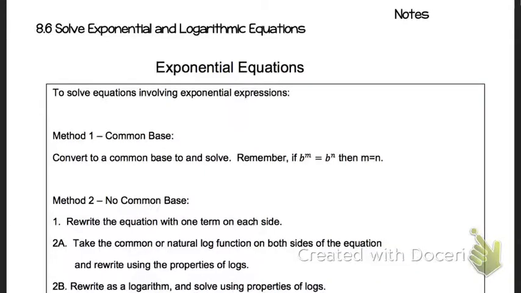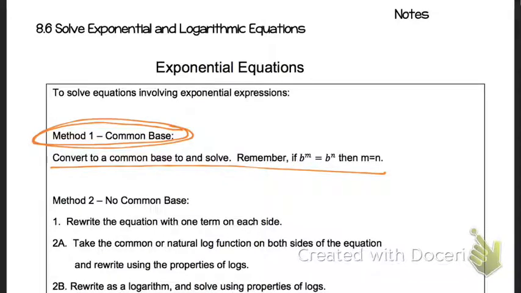So 8.6 is learning just to solve. We've done a little bit of it, but we're just going to get more practice of solving exponentials and logs. 8.2, I think it was, maybe 8.3, was talking about the common base, which is the lesson that you guys loved. Remember getting the common base, or reducing it down to be the common base and setting the exponents equal to each other?